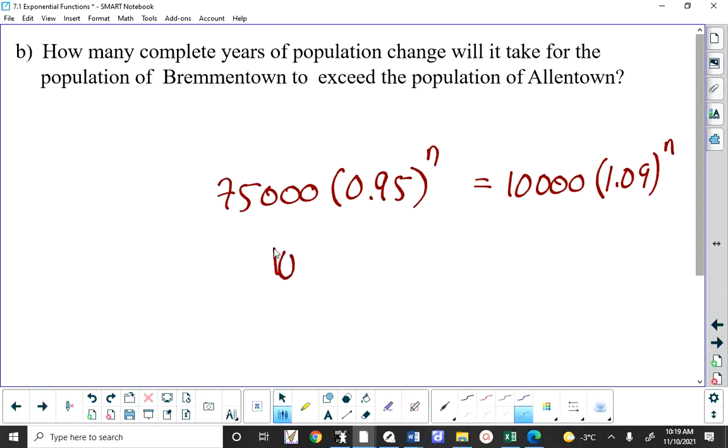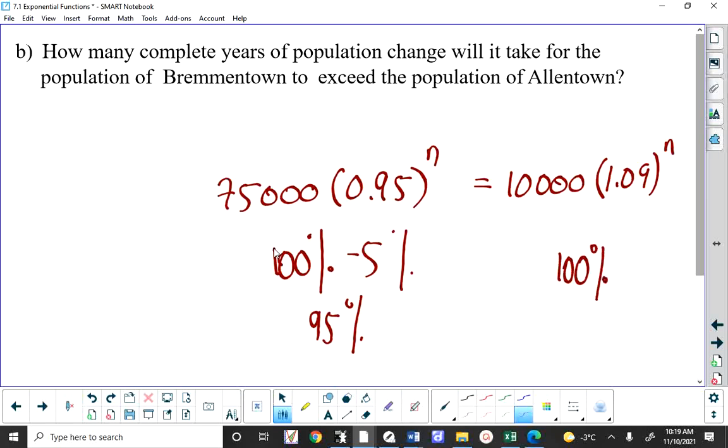0.95 is 100% minus 5% because Allentown is losing 5%. So this is 95%. And of course, percent means over 100. That's literally mathematically what the percent symbol means. It means 95 over 100 or out of 100. And that will give you the 0.95. Whereas Brementown, we start off with an initial population of whatever, we're going to call it 100%, and we gain 9%, which is 109%. Does that make sense? And 109% written as a number we can operate with is 1.09.